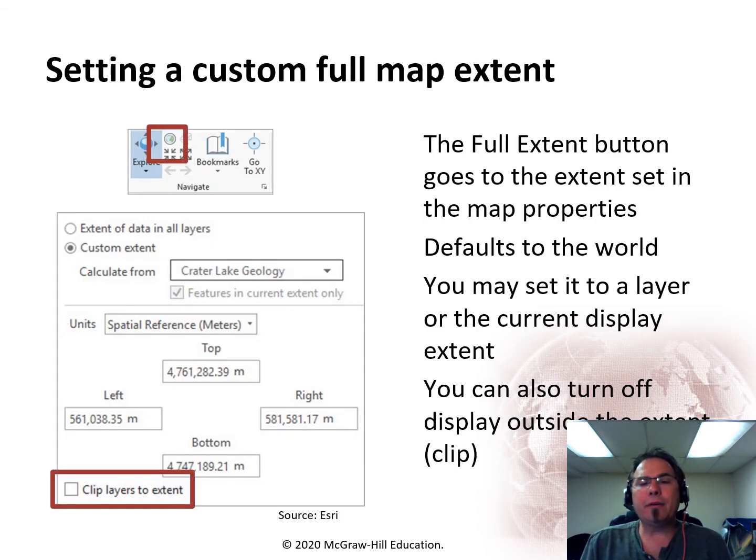So by default, when you start a new ArcGIS Pro project, which is much different than the old versions where you just created a blank map, you get a default base map. And that default base map is literally the entire world.